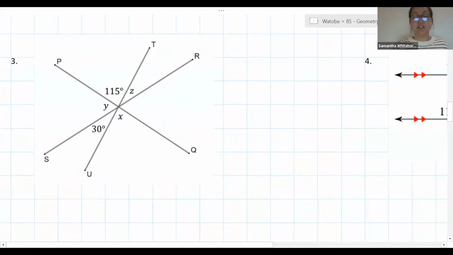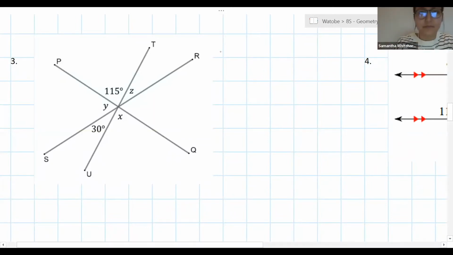So, ma'am, I got the answers for Z and X. Okay, cool. You can start with whichever one you want. So, X is going to be equal to 30 degrees because they're vertically opposite to each other. X or Z? X. Okay, so just be careful. Oh, I mean, X is equal to 115 degrees. Good, well done. And exactly as you said, vertically opposite angles are equal. Excellent. Well done. Do you want to give us Y? Z as well?